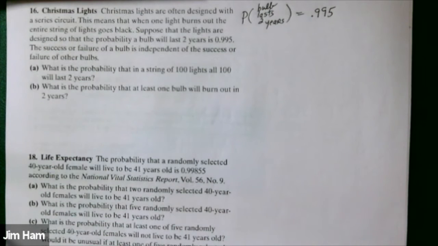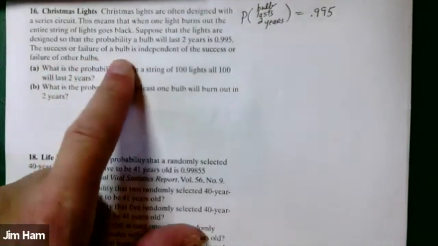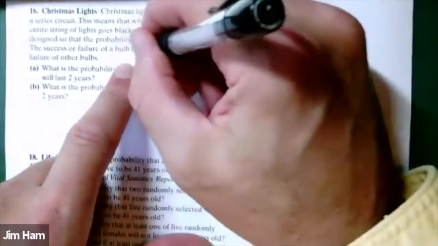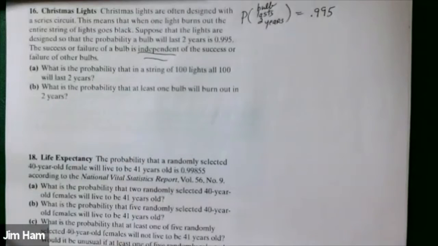Problem is, we need all 100 lights on the string to work in order for the whole string to still be working after 2 years. Okay, so the success or failure of a bulb is independent. So in this whole section 5.3, they're going to state that the events are independent. And in the next section, we're going to work on what if they're not independent?